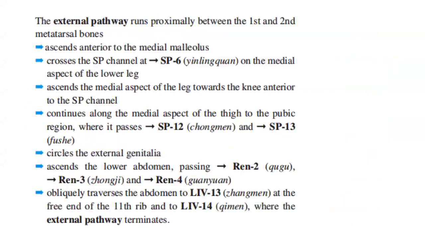The external pathway runs proximally between the first and second metatarsal bones, ascends anterior to the medial malleolus, then crosses the spleen channel at spleen 6, on the medial aspect of the lower leg, ascends the medial aspect of the leg towards the knee anterior to the spleen channel, continues along the medial aspect of the thigh to the pubic region where it passes spleen 12 and spleen 13, circles the external genitalia, ascends the lower abdomen, passing REN 2, REN 3, and REN 4, obliquely traverses the abdomen to liver 13 at the free end of the 11th rib and to liver 14 where the external pathway terminates.